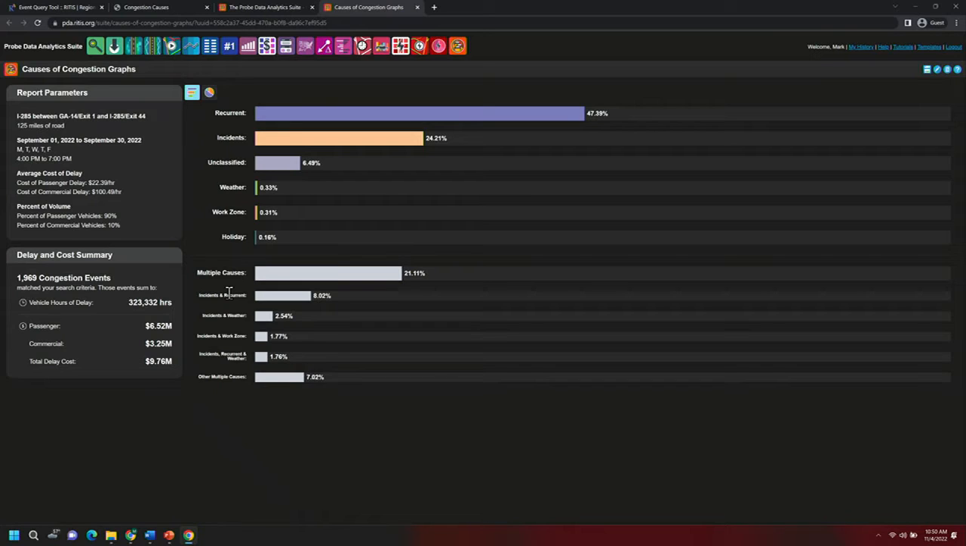So we're working on some enhancements here so that people can say, well, I think that incidents are the most important. So any multi-cause combination that has incidents, absorb that into the primary incidents category. So that's a future step that we're going to be taking with this.